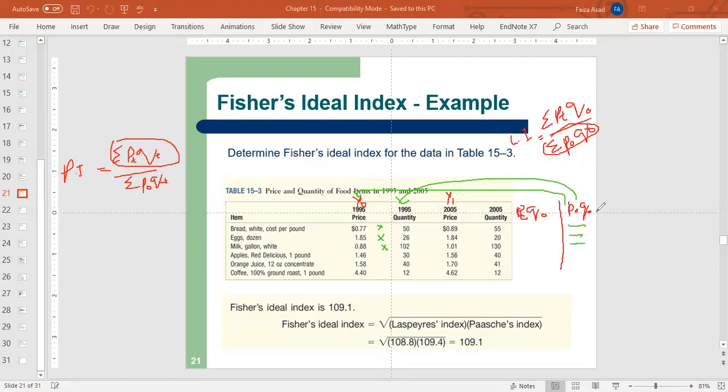When we sum up all these values, we will get the numerator expression, which is the summation of PT into Q naught. Here are P naught and Q naught. When we add up these values, we will get the summation of P naught and Q naught.